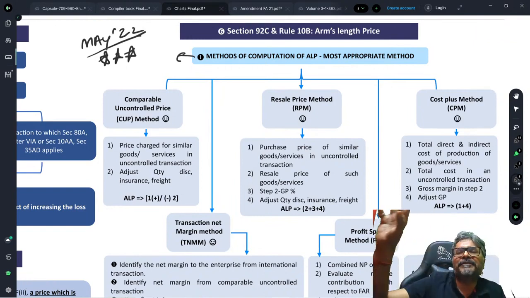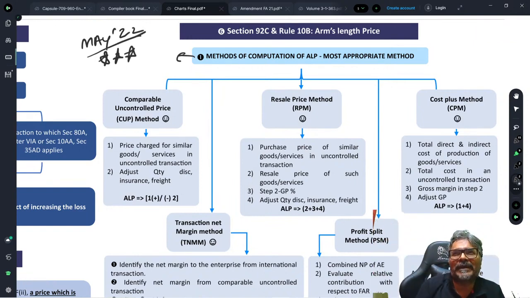Worst case, if you are running out of time on the day of the examination and the transfer pricing topic is what is pending, what I will tell you on the day of the examination is: do transfer pricing towards the end. Many students are asking, sir, why are you saying to do it towards the end? There is a reason for that, students.